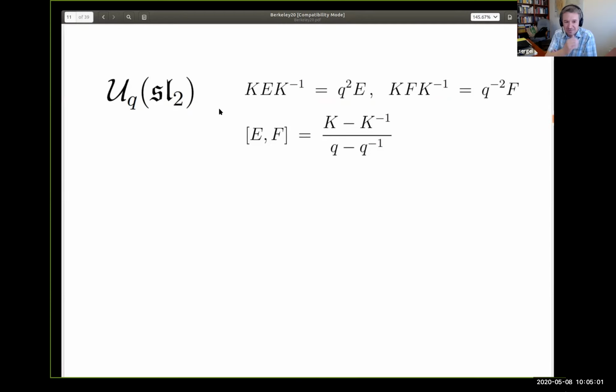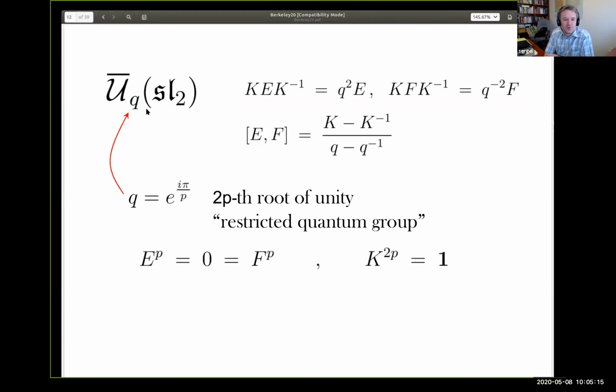So here is the quantum group for SL2. It's defined by generators E, F and K, the usual Chevalley generators, and some relations that involve q. That's why it's a quantum group. And what we're going to do is set q to be an even root of unity. So it's a primitive root of order 2p. This is a little bit different from what is usually studied in the case of so-called small quantum groups, where one is trying to set q to an odd root of unity most of the time, but you can actually set it to even. There is nothing wrong with that.